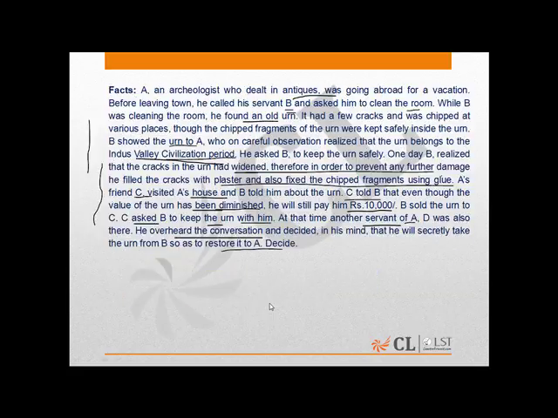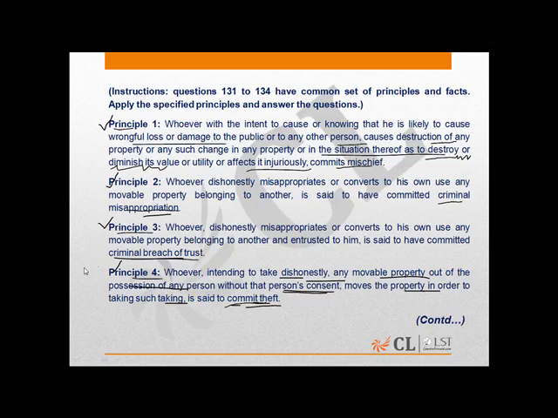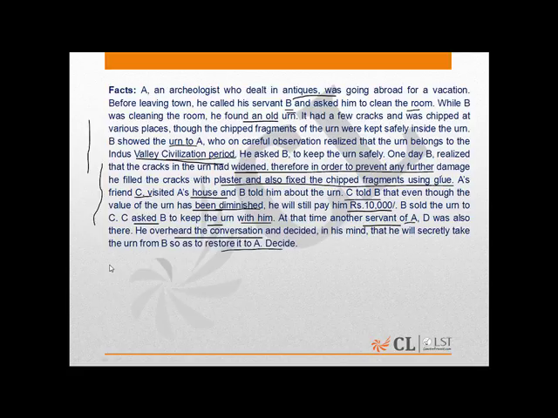Now if we read the facts, we get to know that clearly the essentials are not established. Clearly all the essentials which are provided in principle number 4 have not been fulfilled in the facts, right? That is, D is not guilty of committing theft, as what he did was that he merely decided to take the urn out of B's possession. D was also there. He overheard the conversation and decided in his mind he will secretly take the urn from B. He decided that he will take the urn out of the possession of B.